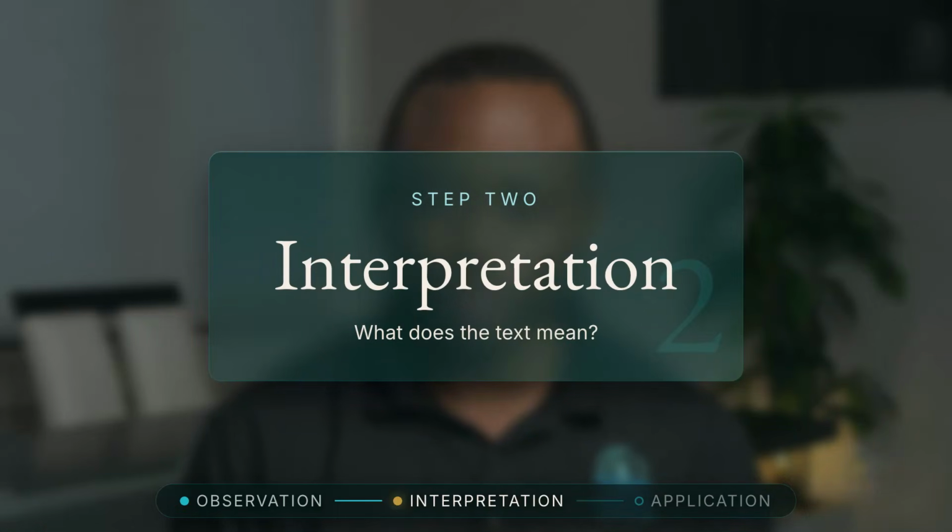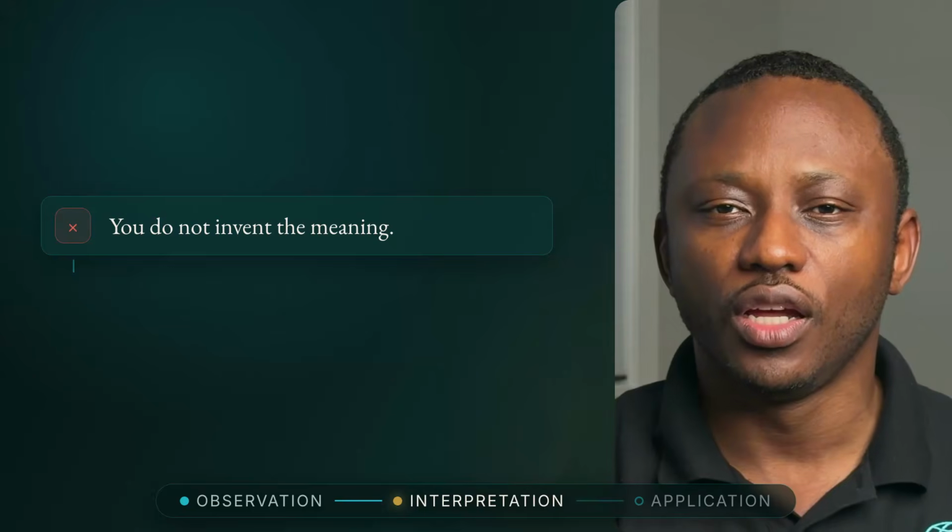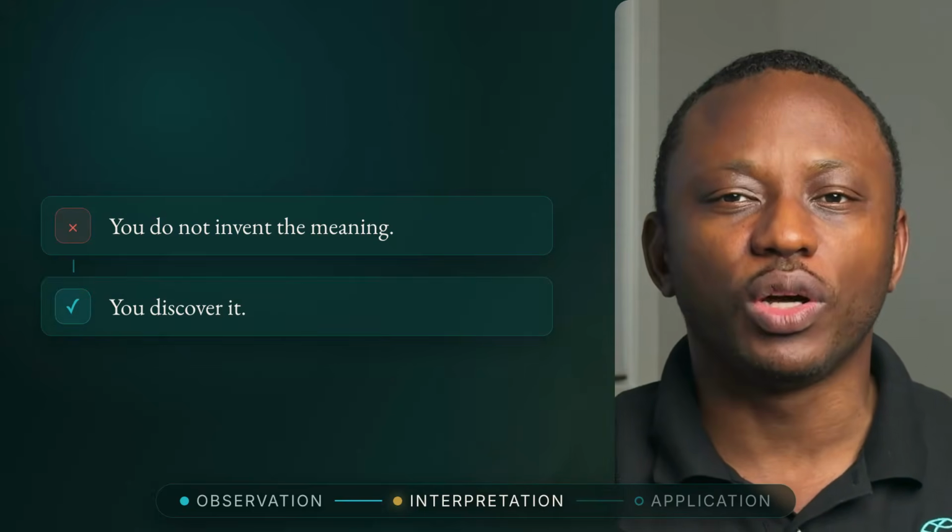Step 2, interpretation. Now, we move from what does the text say to what does the text mean? That is interpretation. Everything you observed in step 1 now becomes evidence that helps you determine the meaning of the passage. And here is one of the most important principles of Bible interpretation. You do not invent the meaning, you discover it. The question is not primarily, what does this verse mean to me? The first question is, what did the author mean?